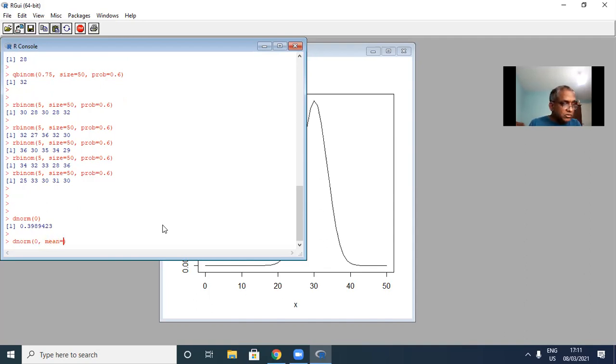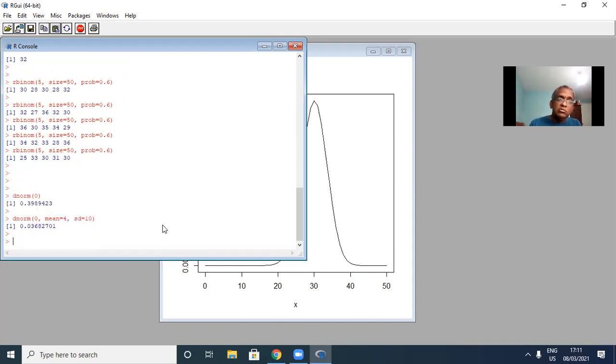Now, if you say mean equal to 4 and SD equal to 10, this is what you will get. But if you don't specify the mean and the SD, R will assume that mean is equal to 0 and SD is equal to 1, right? But if you do specify, you need to actually specify them, like 4 and 10, for example, right?